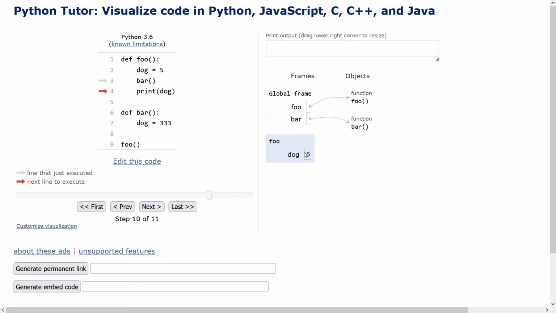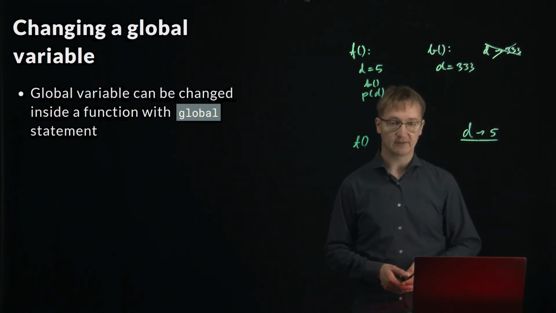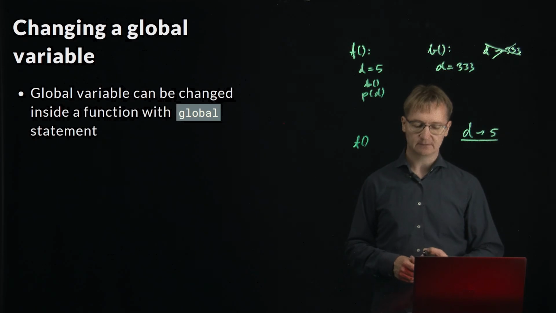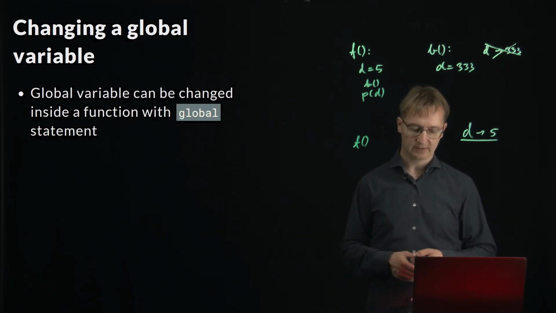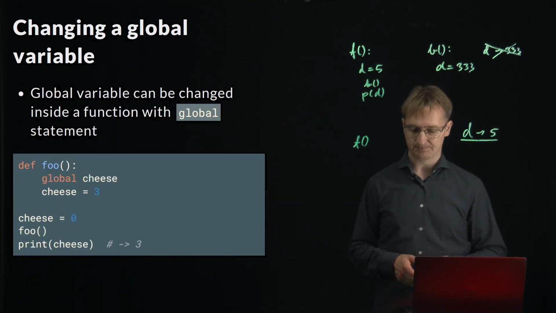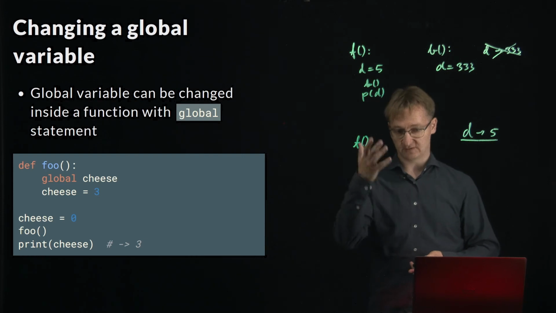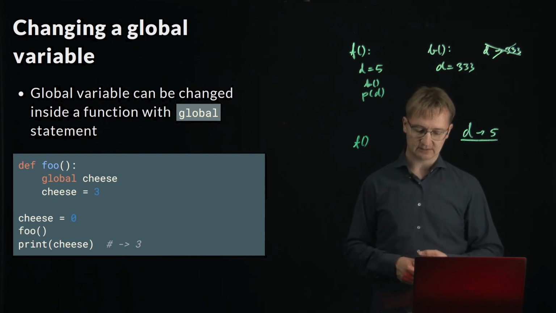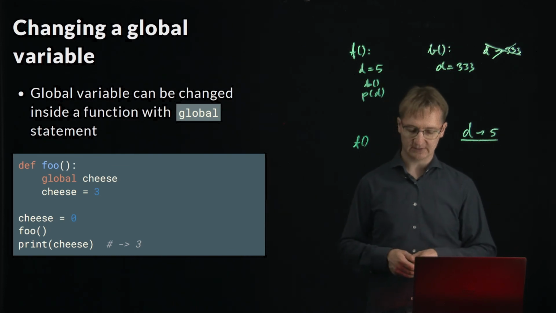And now the dog value is taken from the local scope. The value is 5 and it's printed out. That's how it works. So, changing a global variable. A global variable can be changed inside a local scope using a global statement. For example, we have this foo function, and inside the function we want to change the cheese value to 3.